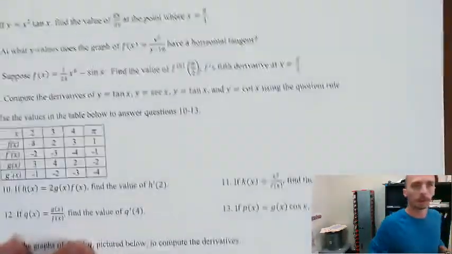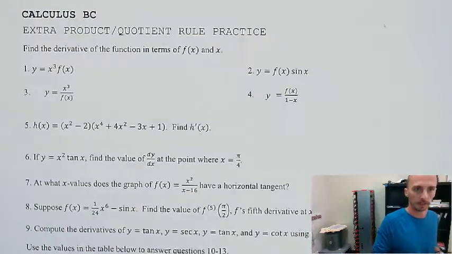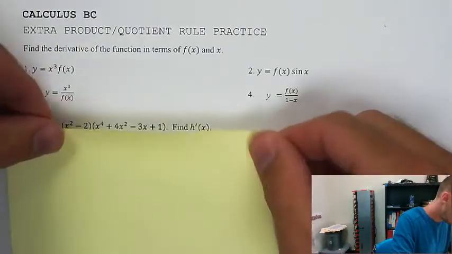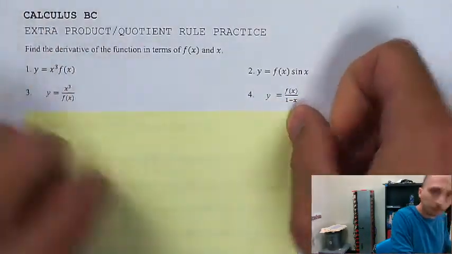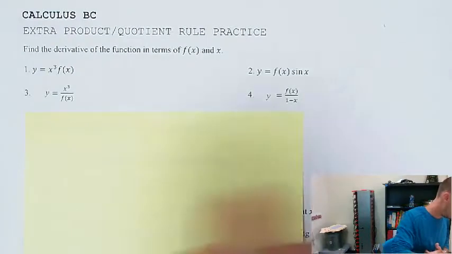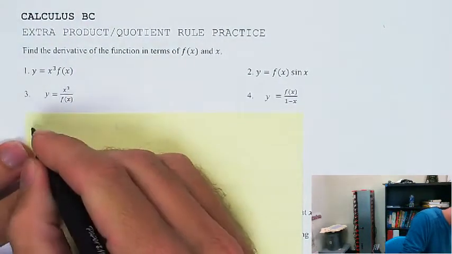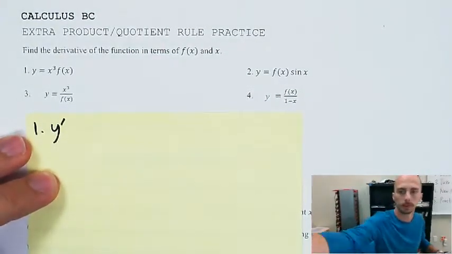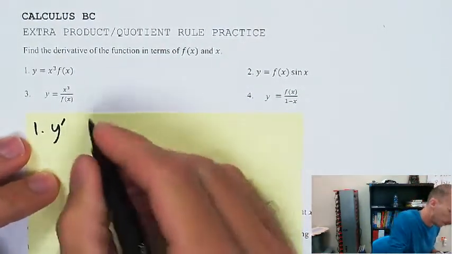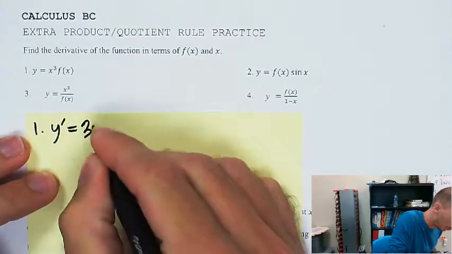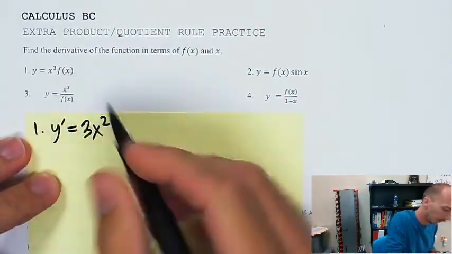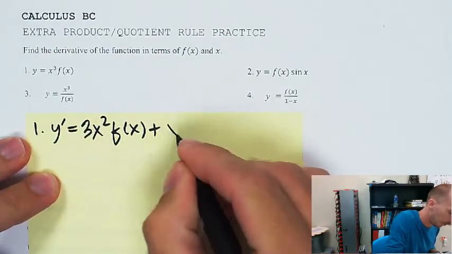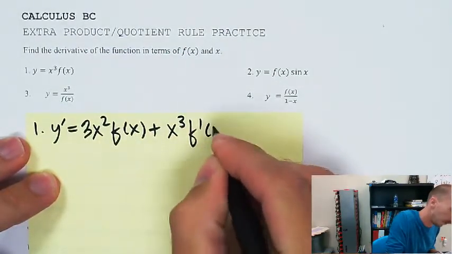Find the derivative of the function in terms of f of x and x. There it is. Okay. I'm probably going to just do these first four on a post-it note because it'll be pretty quick. So, number one, dy/dx, or y prime, whatever you want to call it. Y prime is going to be equal to: take the derivative of x to the 3, that's 3x squared, leave f of x the same. Then add, leaving x to the 3 the same, taking the derivative of f.